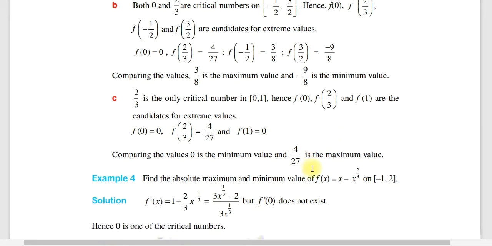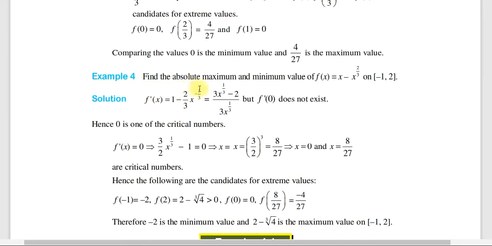Let's add another example. Find the absolute minimum and the maximum value of f of x equal to x minus x to the power 2 over 3 on the interval minus 1, 2.